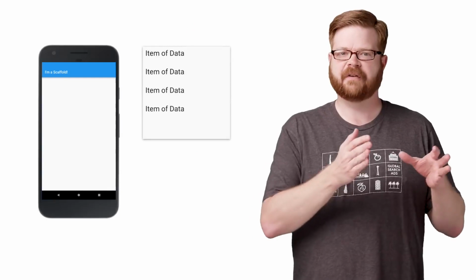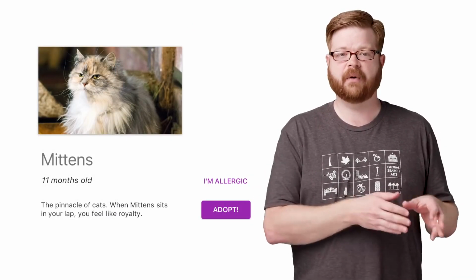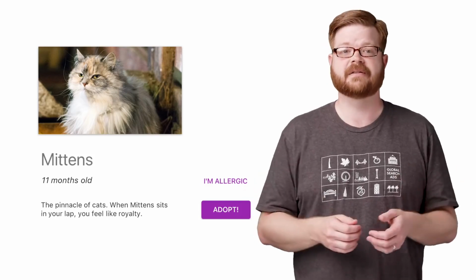With those widgets in your tool belt, you can begin thinking of the design in terms of how it's actually going to be constructed. The first screen becomes a scaffold with a list view, and the second becomes a simple dialogue with a networked image, some text widgets, and a couple buttons.